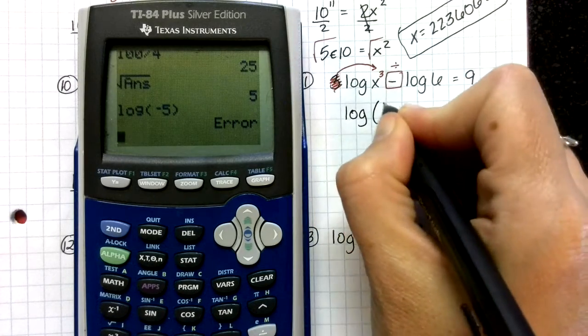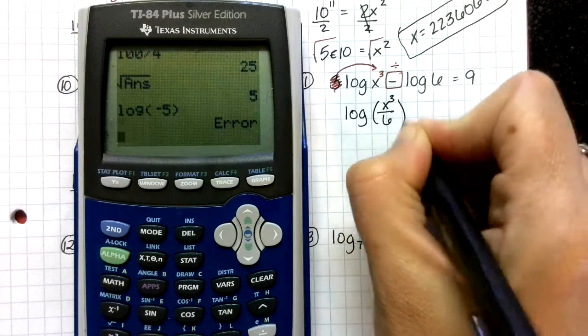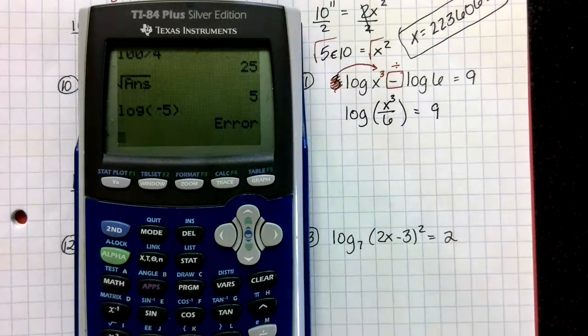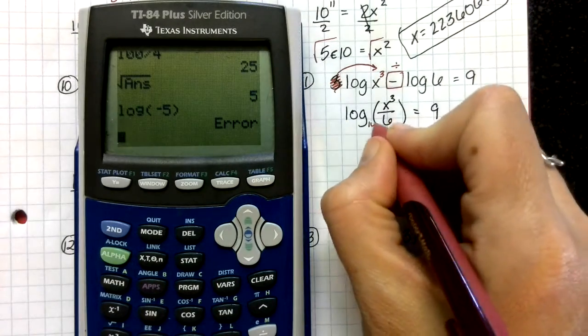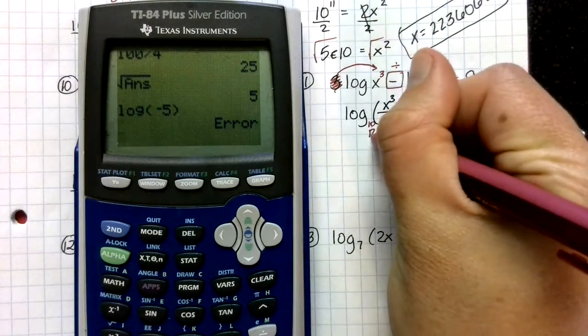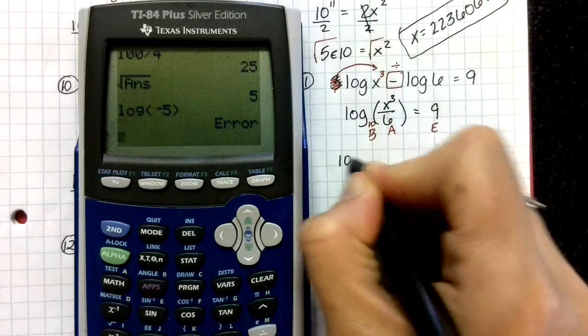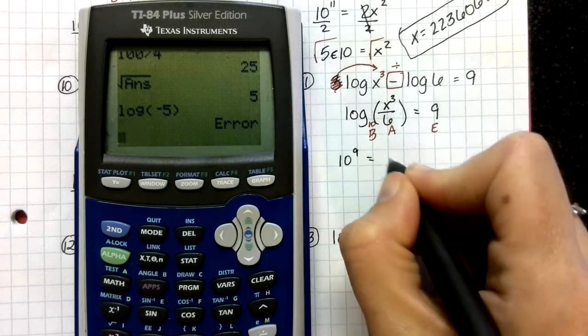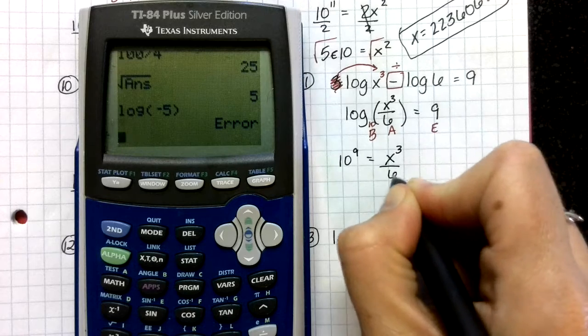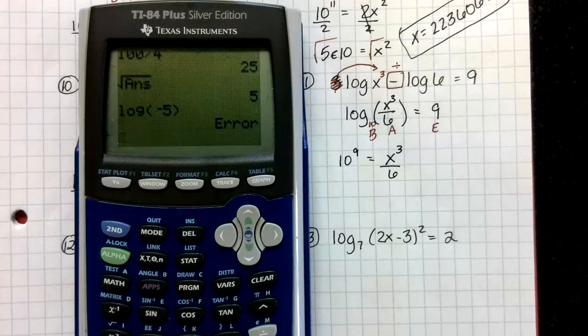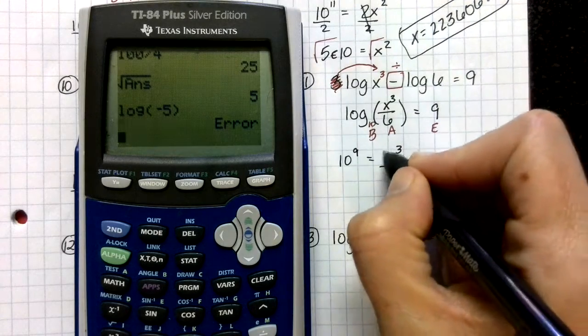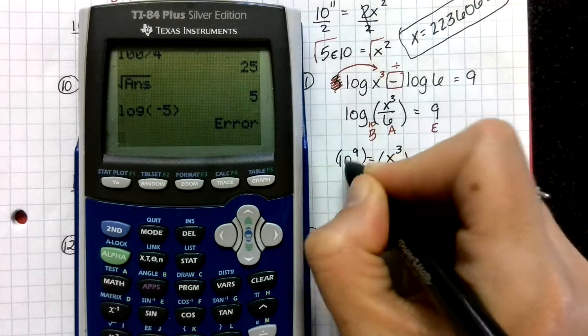Log, and it's going to be x cubed divided by 6 equals 9. Put in my base. So when I rewrite this, I'm going to have 10 to the power of 9 equals x cubed over 6. So again, just like with number 8, you can just multiply both sides by 6 if you want. You can put it as 10 to the power of 9 over 1 and cross multiply. That's entirely up to you.